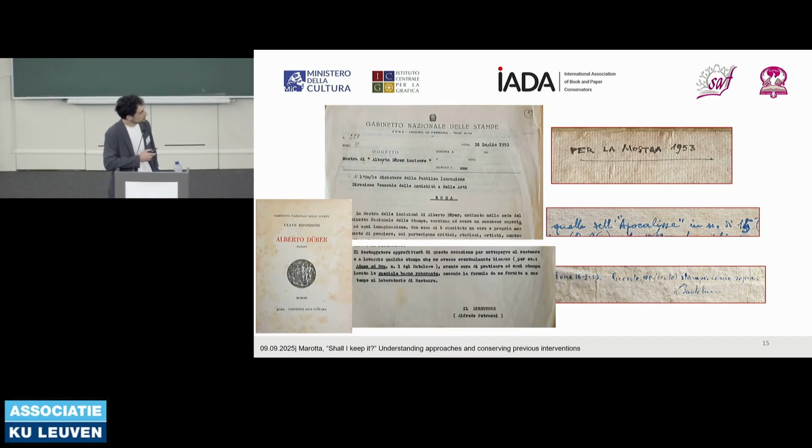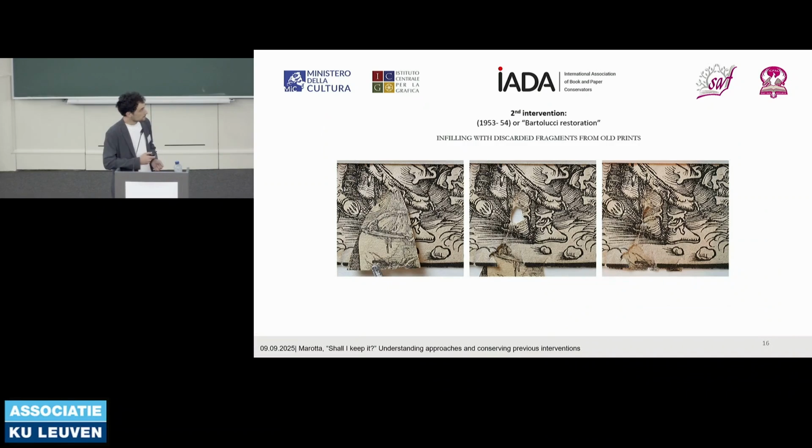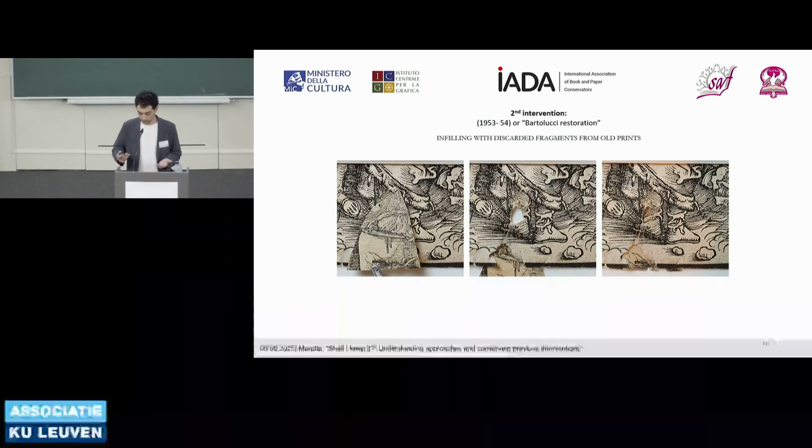Why is this interesting? Because we could find also other traces of information on this exhibition, a communication of Petrucci, who was the director of the Institute at that time, and also a mention of the need of treatment, after the exhibition, for some of these prints that were exposed. And here we come to the second layer of the intervention.